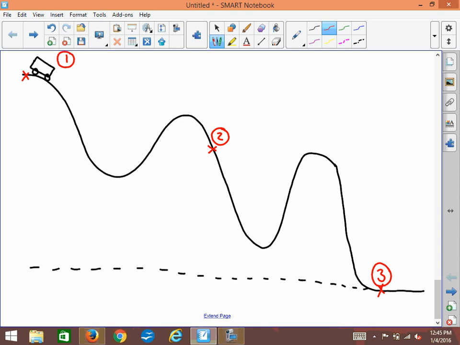Now, if we use our rule, the total amount of energy at spot 1 has to be the same as the total amount of energy at spot 2. Okay? So, that means if we're looking at the kinetic energy and the gravitational potential energy, at the top we have gravitational energy, Eg. So write somewhere in your notes that Eg stands for gravitational potential energy, because that way we don't have to write this out every time.